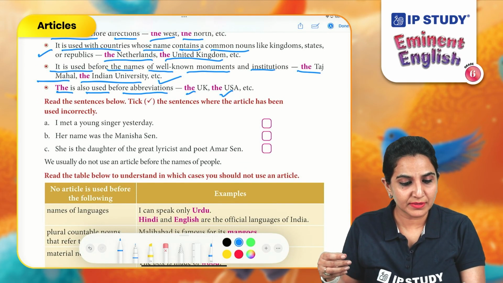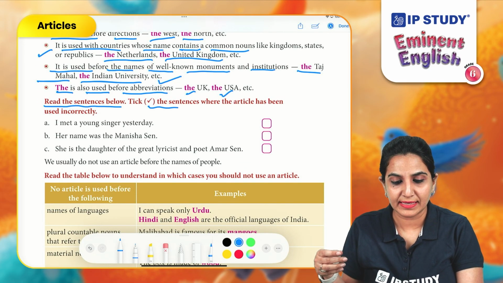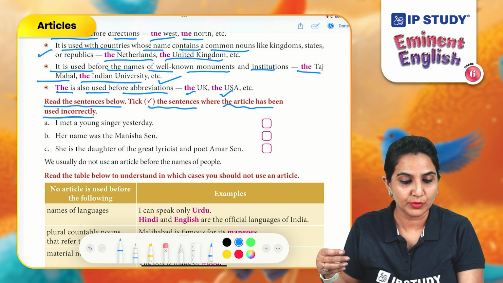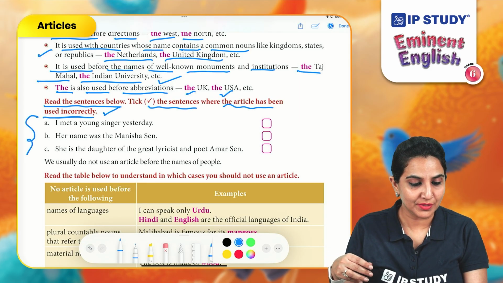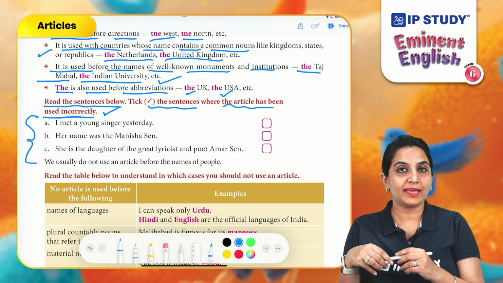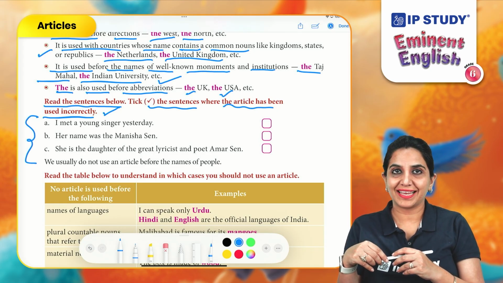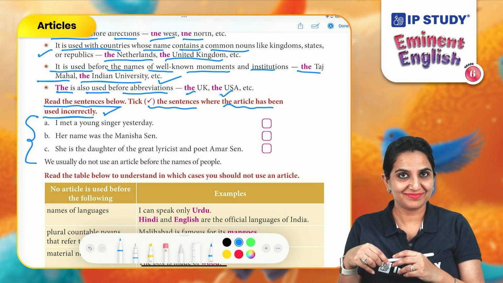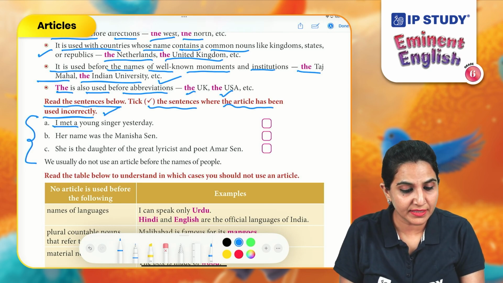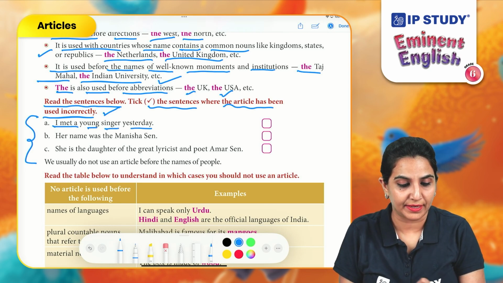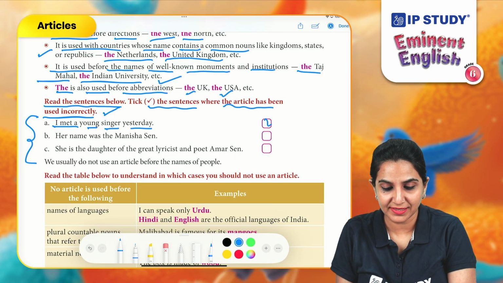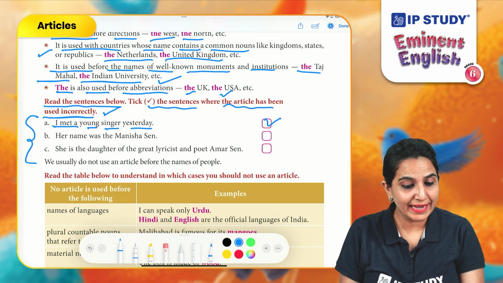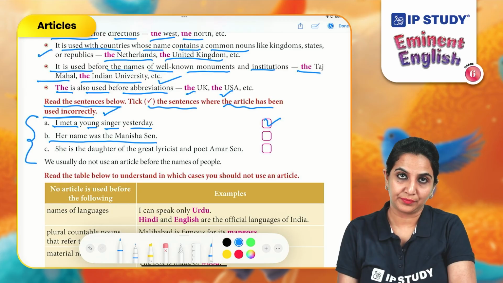Let us read the sentences below and take the sentences where the article has been used incorrectly. So let us read these three examples and try to identify which one is correct and which one is incorrect. Are you ready? Let's go. I met a young singer yesterday. Is this correct? Very good. This is correct. Her name was the Manisha Sen. Is this correct?